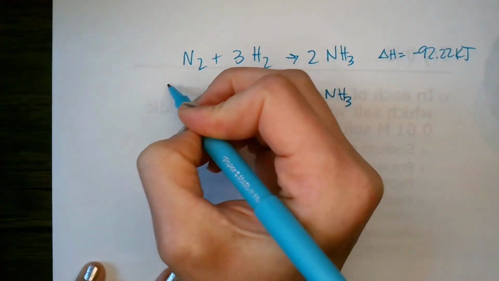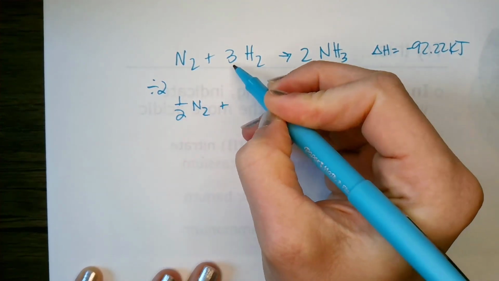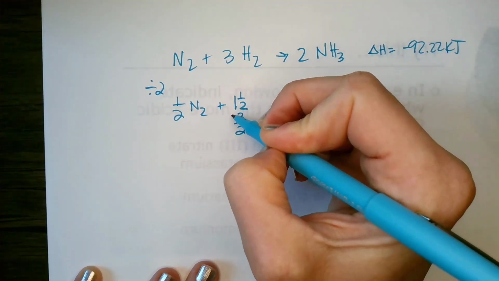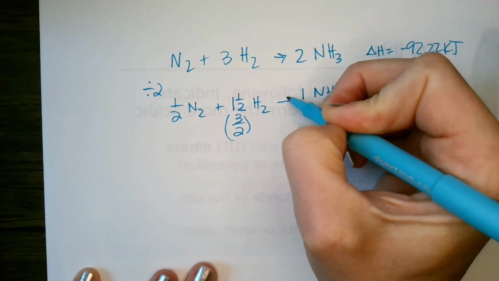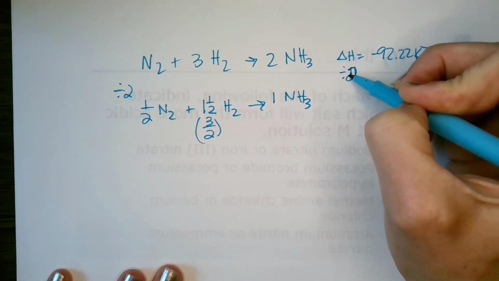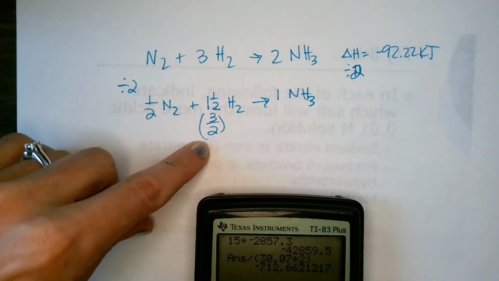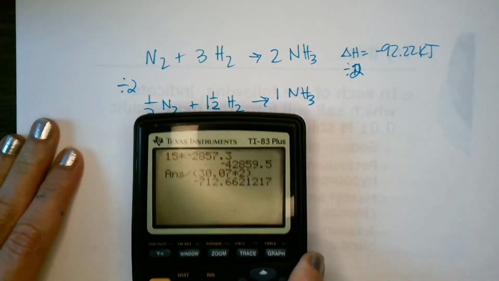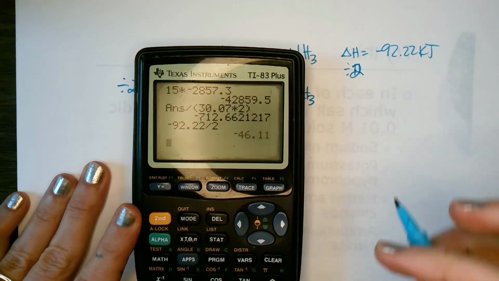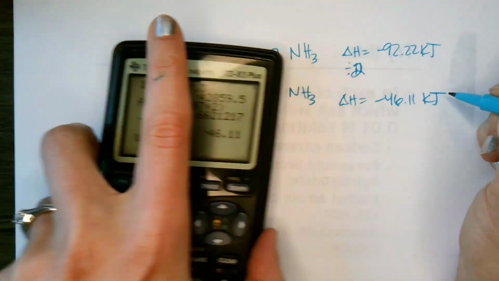So divide, I'm just going to write over here, divide by 2. So that means I would have half of N2 plus 1.5, or we could say 3 halves, either one of these, of H2 to create 1 mole of NH3. That would also mean that I need to divide my H by 2. So this thermochemical equation would be half of N2 plus 1.5 or 3 halves of H2 to create 1 mole of NH3. And that would be negative 92.22 divided by 2 to give me a delta H of negative 46.11 kilojoules.